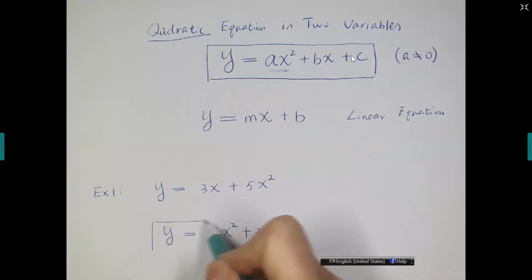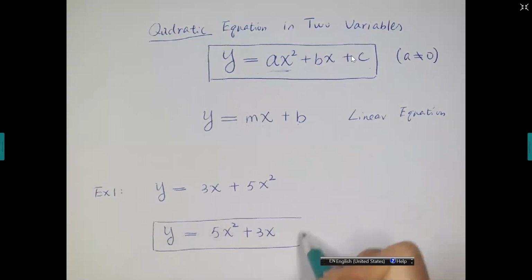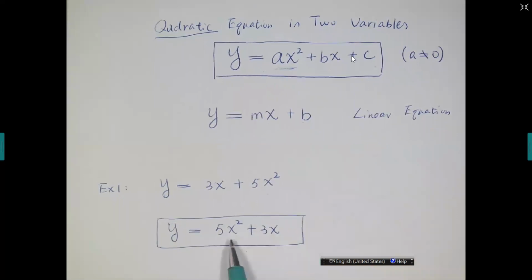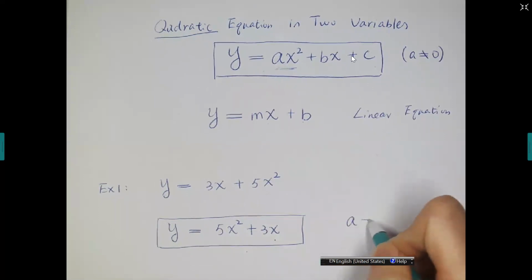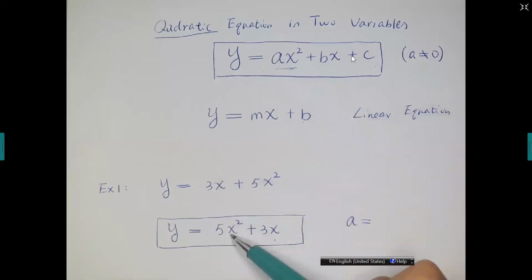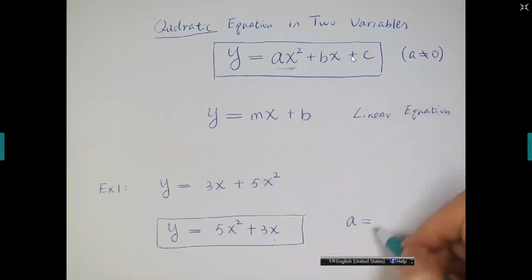We can see this is standard form. Y stays on the left side by itself, and on the right side, we have a descending order of the x terms. Then we write down, what is a? A is the coefficient of the square term. So before x squared, a equals 5.